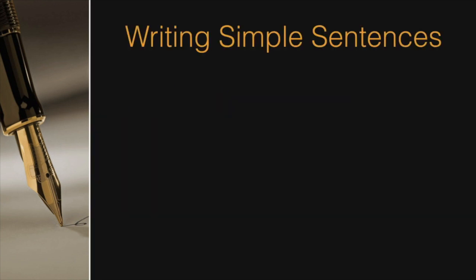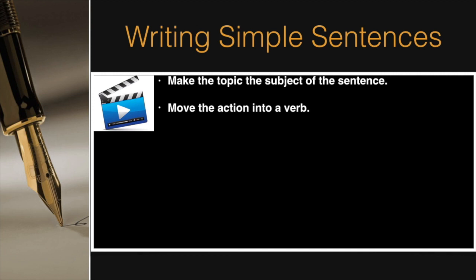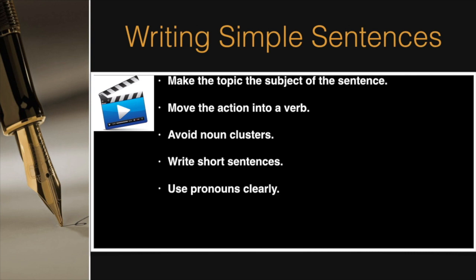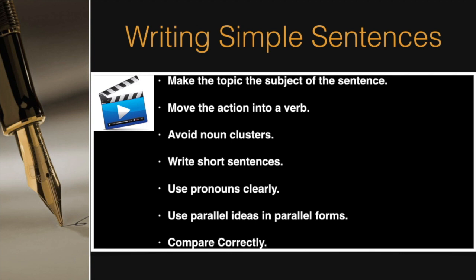So far, we have seen 6 simple techniques on writing simple and direct sentences. These techniques are: make the topic the subject of the sentence, move the action into a verb, avoid noun clusters, write short sentences, use pronouns clearly, use parallel ideas in parallel forms, and compare correctly.